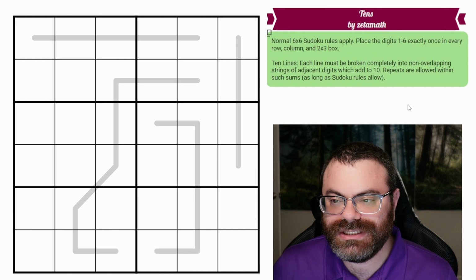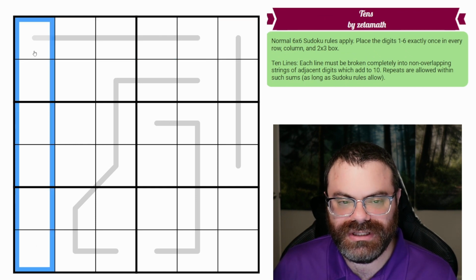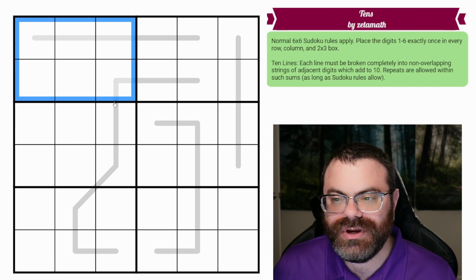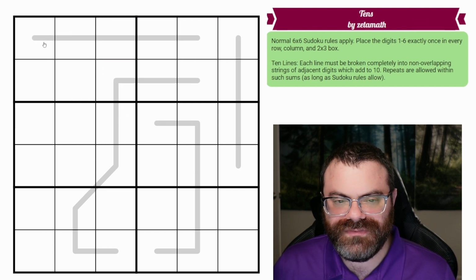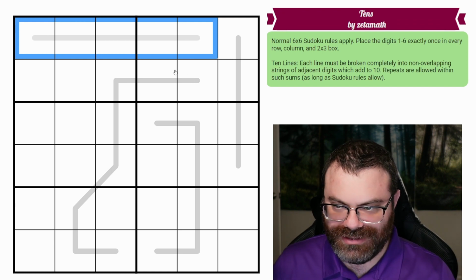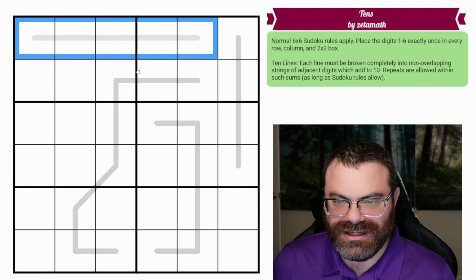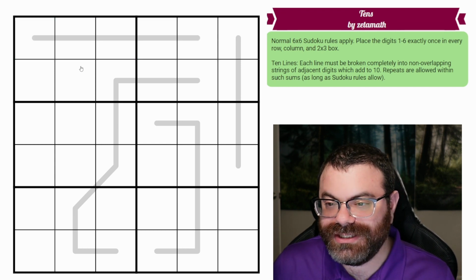So we have normal 6x6 Sudoku rules, which means in every row, every column, and every 2x3 box, we are placing the digits 1 to 6 exactly once each. We also have these lines in the grid called 10 lines. Doesn't mean there's 10 of them. They're just 10 lines. This is a constraint invented by zetamath that he really likes. I think others like it too.